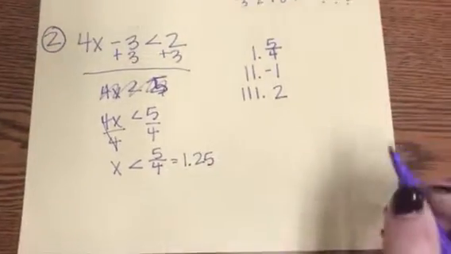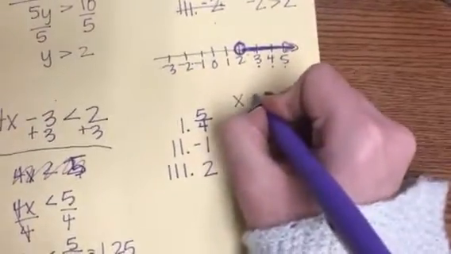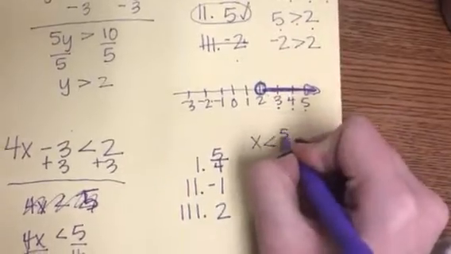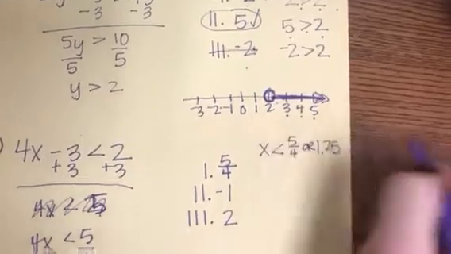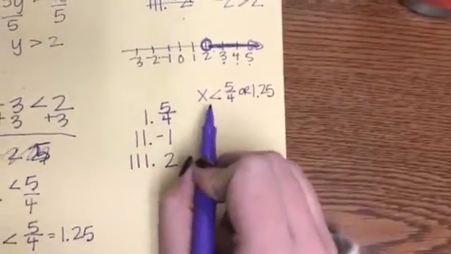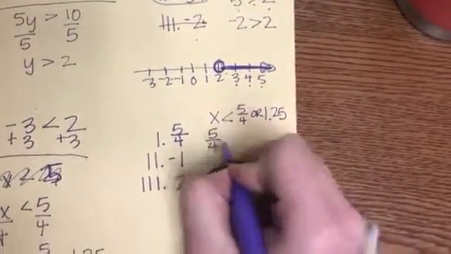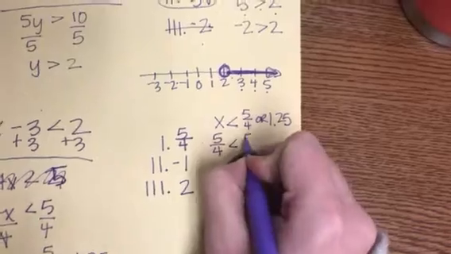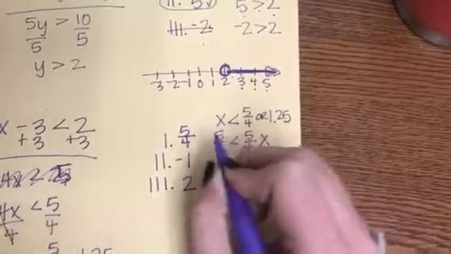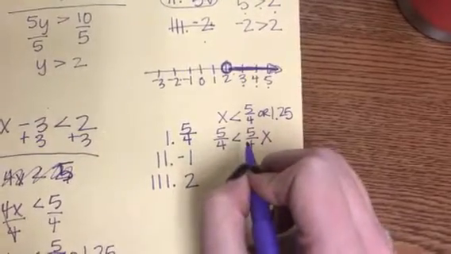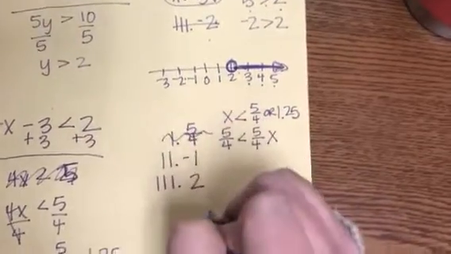So let's look at our solutions. We need it to be where x is less than 5 over 4 or 1.25. So let's plug each of these in and see which one makes our inequality true. If I plug 5 over 4 in for x, is 5 over 4 less than 5 over 4? No, they are equal, but they are not less than one another. So my 5 over 4 is not a possible solution.